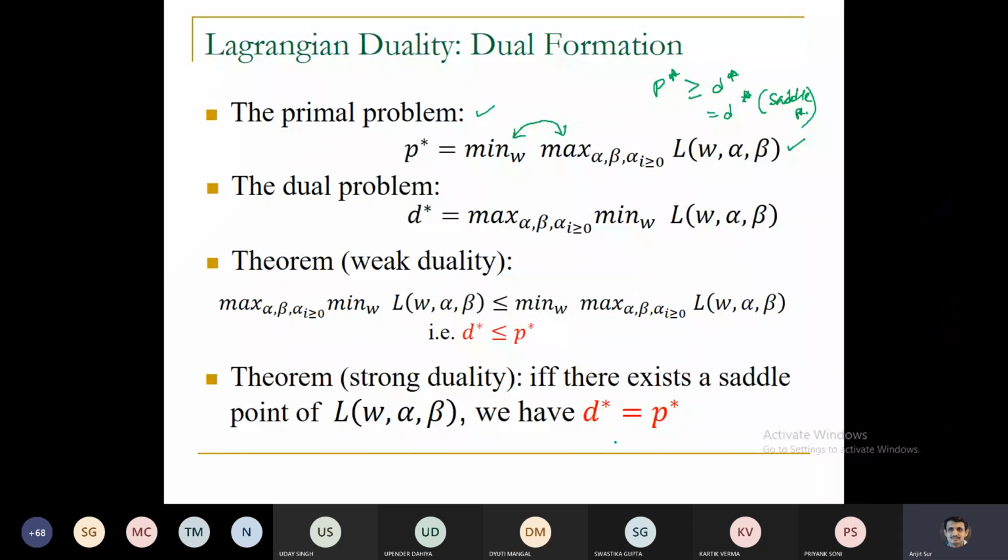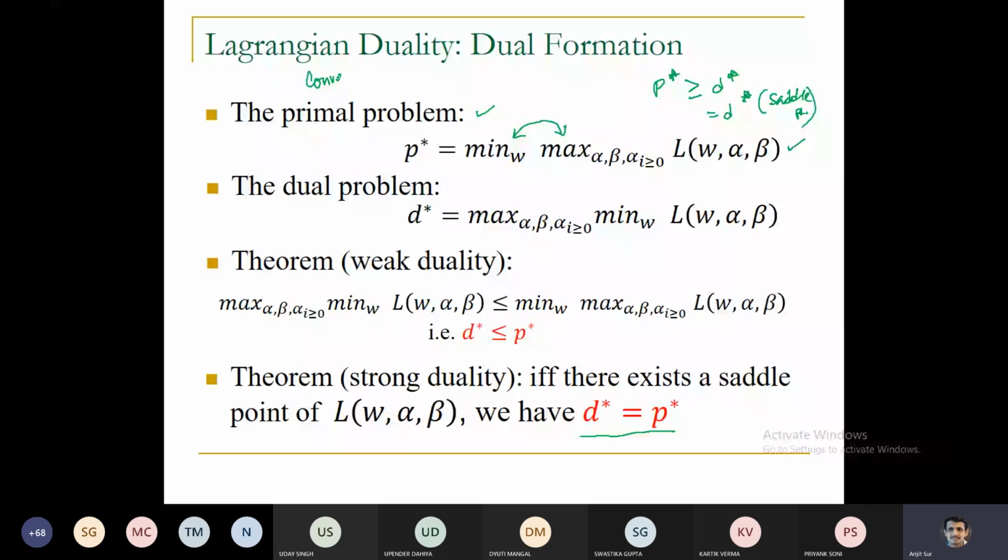So this is the dual formulation. This is basically the theory of convex optimization. This is the theory of convex optimization problems. Okay, that's what we are saying.